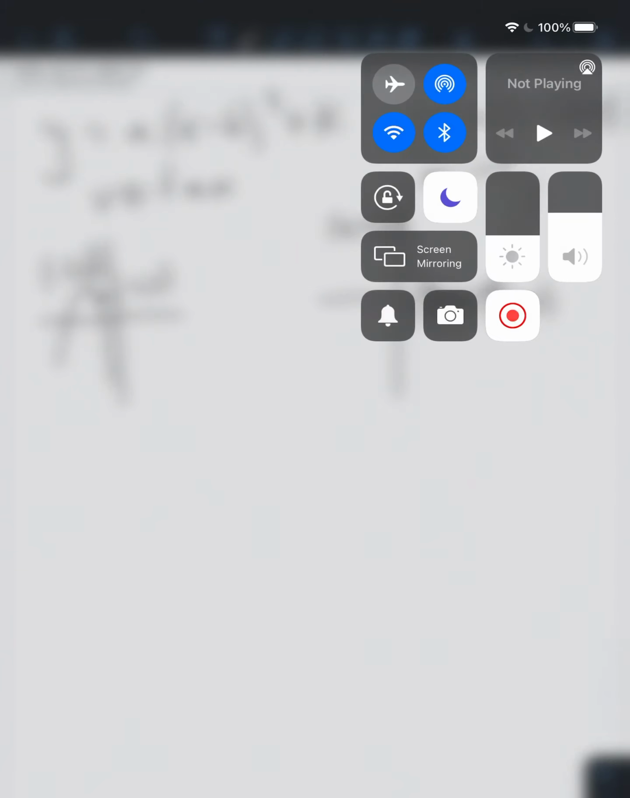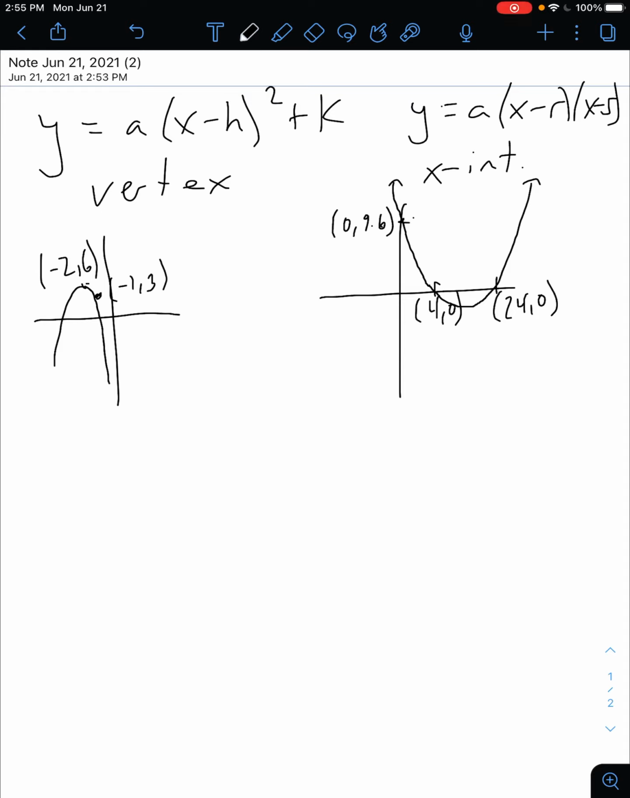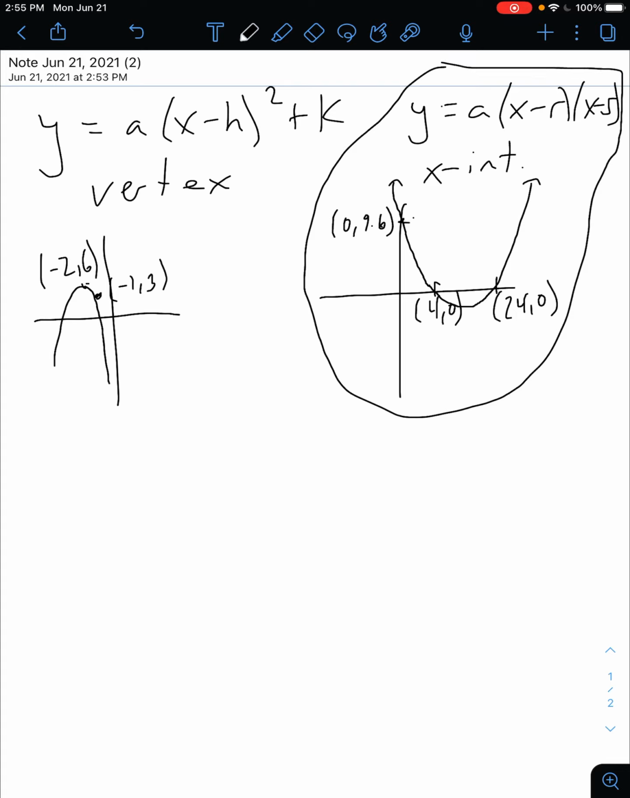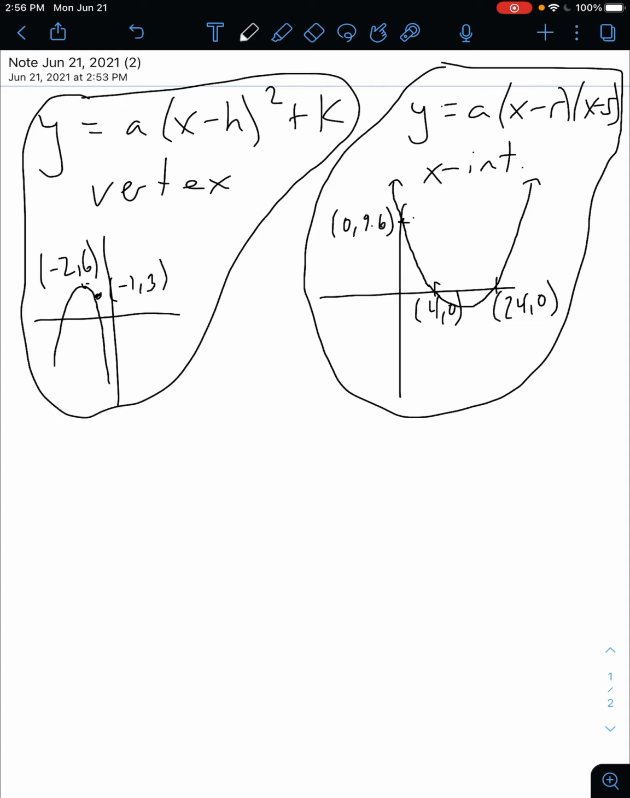Hey, Amelia. So, on the ones where you have to write equations of parabolas, there's really two cases. There's the case where you know the two x-intercepts. This is one of the problems from the homework that you sent me. And then there's the case where you know the vertex and another point on the parabola.